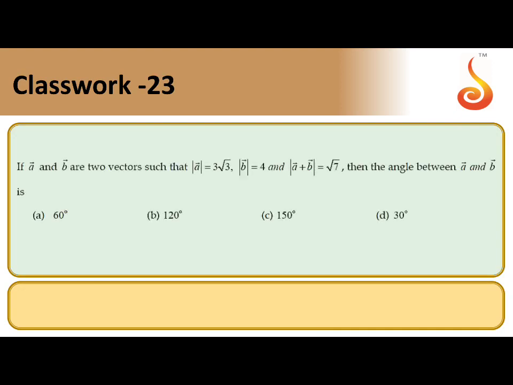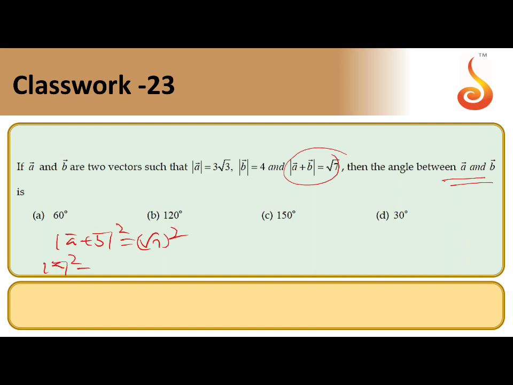Next, A and B are two vectors such that modulus A is 3 root 3, modulus B is 4, modulus of A plus B is root 7. What is the angle between A and B? So that means for the angle between A and B you want cos theta, A dot B by modulus A into modulus B. Because they are given A plus B equal to root 7, square it: modulus A plus B whole square equal to root 7 square.